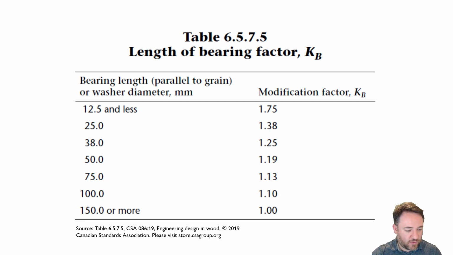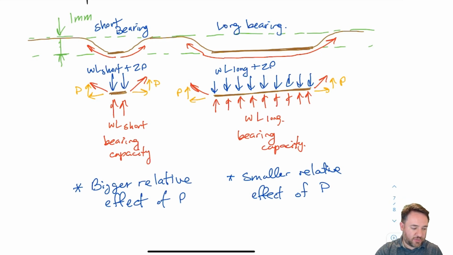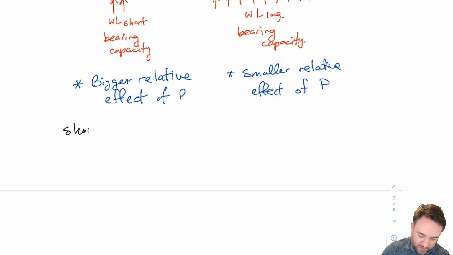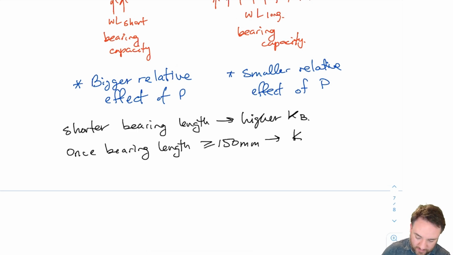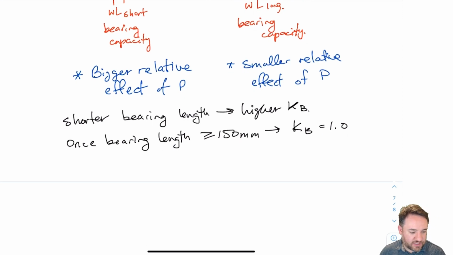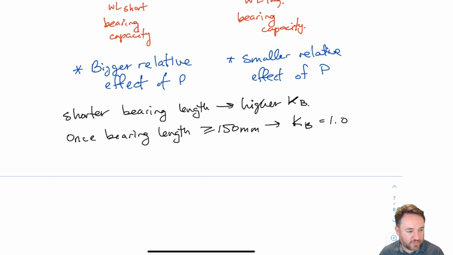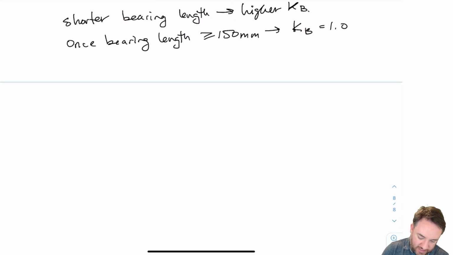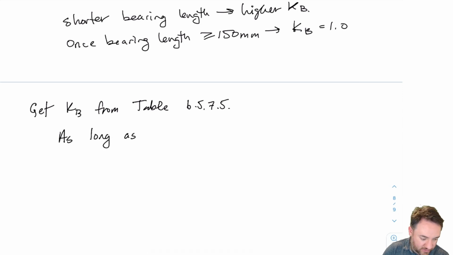So it's important to take this into account when we can, but there are some times when we are not permitted to take this into account. So let's look at those. I'm just going to put a couple more notes here. Just like we said, the shorter the bearing length, the higher the KB, and once the bearing length gets greater than 150 millimeters, then KB saturates basically at 1.0. We can't have a KB less than 1.0, because at KB 1.0 it just means that the bearing effect is negligible. And we get that KB from the table that I just showed you, which is Table 6.5.7.5.